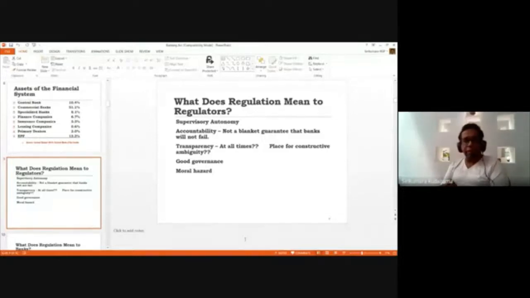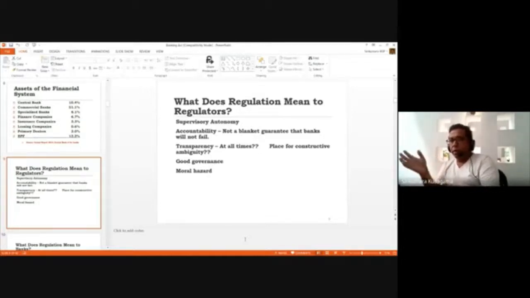So you see that the point I wanted to drive was that sometimes there can be some constructive ambiguity. Without that kind of ambiguity, you are not going to get the results. Now, if all the banks operating in an economy think that if we run into problems, central bank will come and bail us out, then there is no incentive for them to be good.